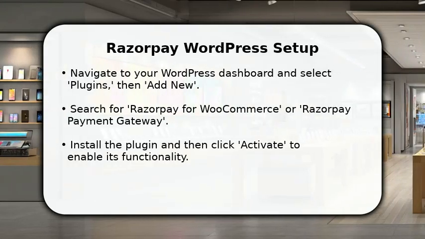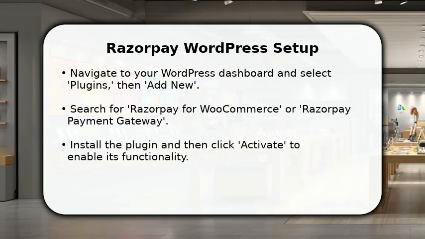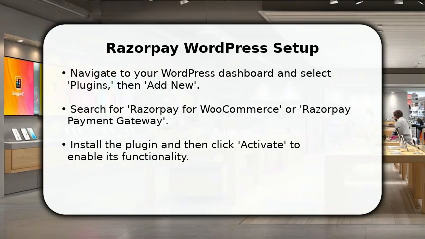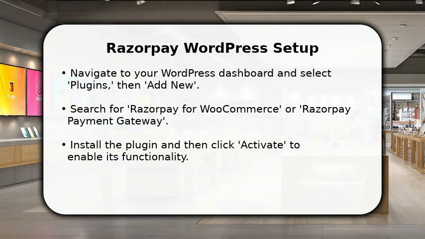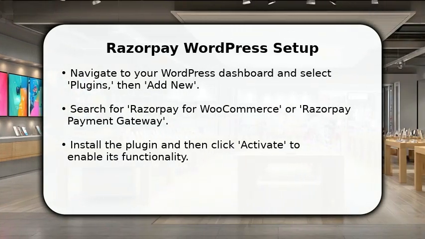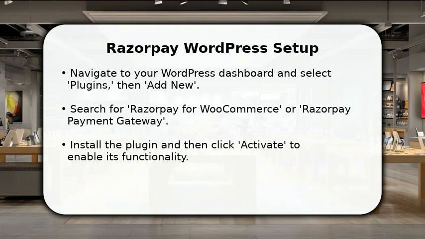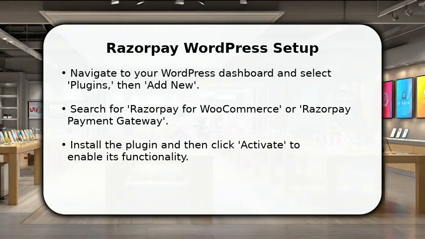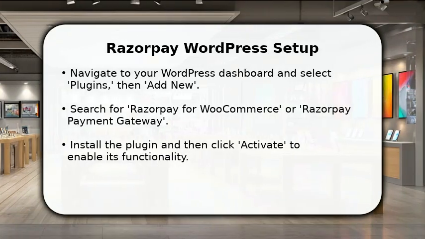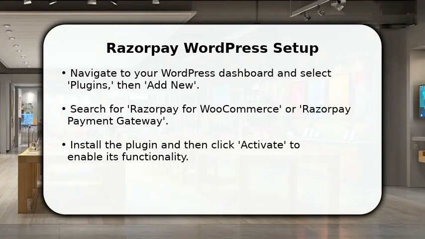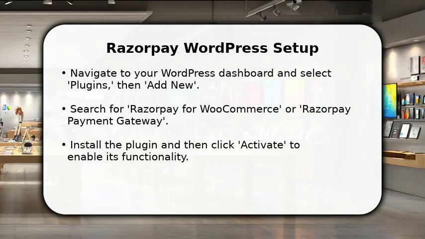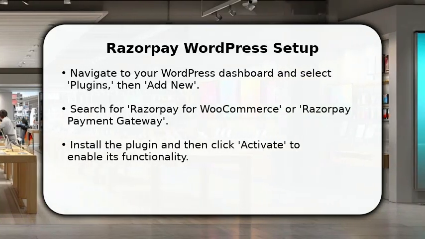In this video, I will explain how to integrate Razorpay into your WordPress site. First, navigate to your WordPress dashboard and go to Plugins, then Add New. Search for Razorpay for WooCommerce or Razorpay Payment Gateway. Install the plugin, which usually takes less than 1 minute, and then click Activate to enable its functionality on your website. This initial step is crucial for setting up your payment system.